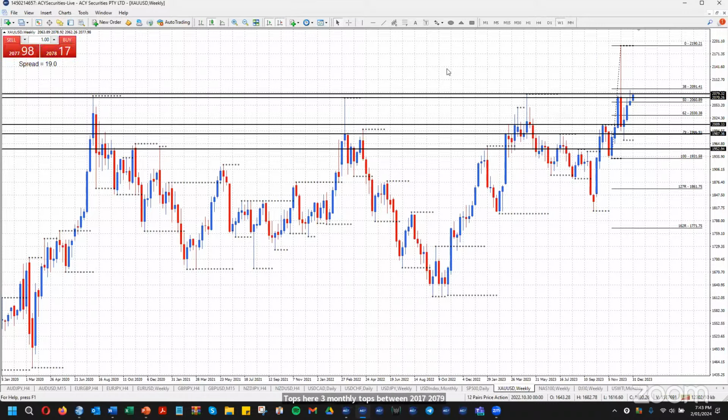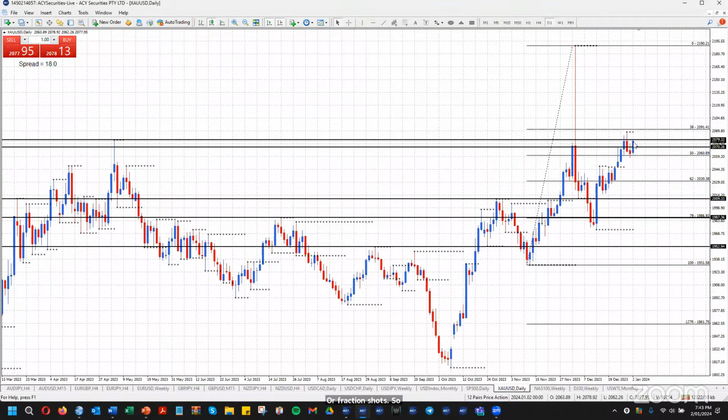We're trading at 2079 today, or a fraction short. So we're trading in there. We're putting in a higher bottom here, having it there. This is maybe forming another higher bottom. So it's just not the perfect spot to be a buyer because you're buying straight into the top of those monthly highs, which could be resistance.